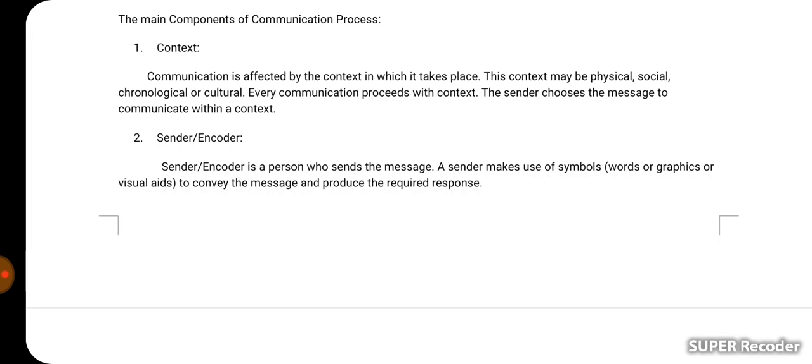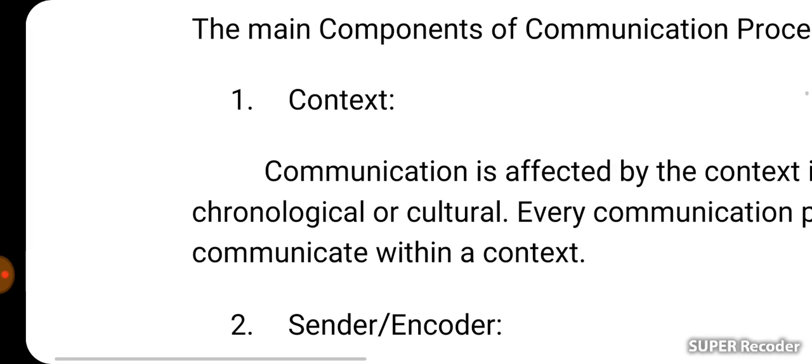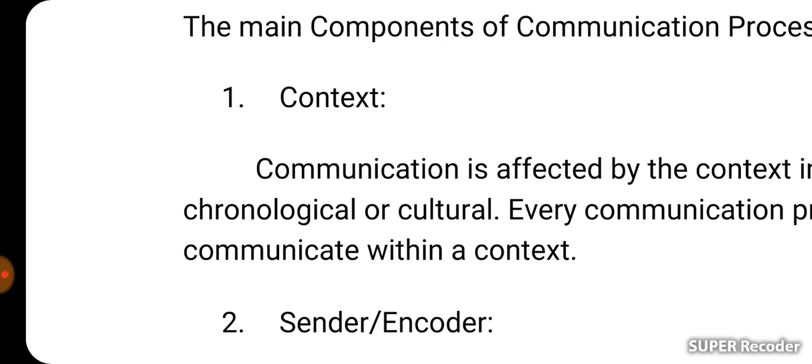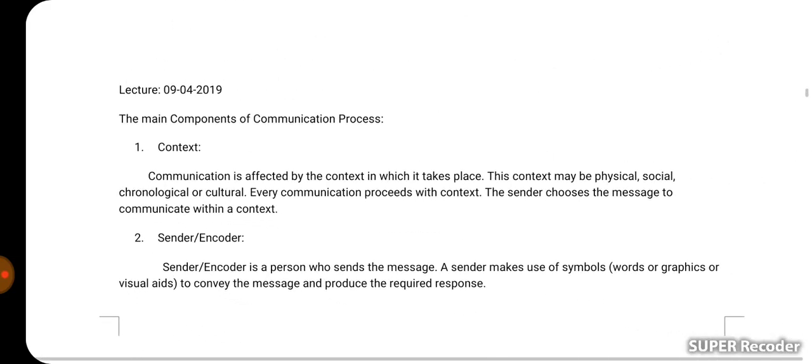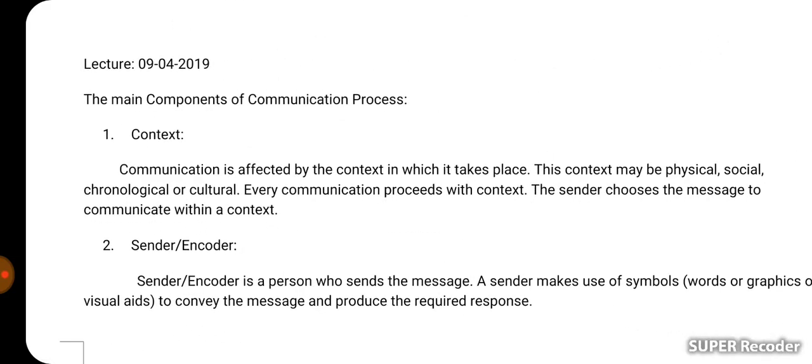The second one is sender encoder. Sender encoder is a person who sends the message. A sender makes use of symbols, words or graphics or visual aids. That is verbal or non-verbal communication. He may either use verbal or non-verbal means to convey the message and produce the required response. He will forward his message, and then he will create a response to receive from the audience.